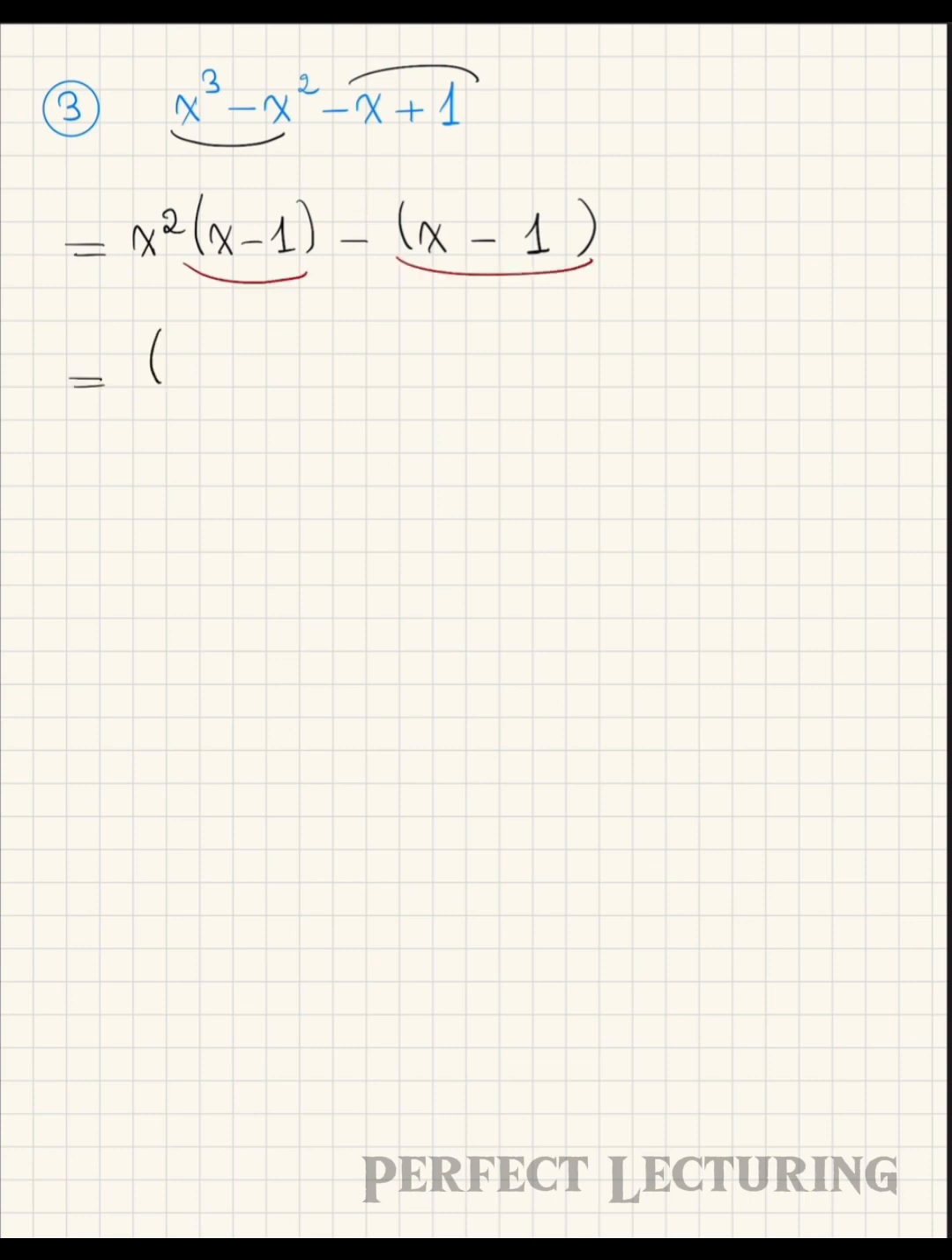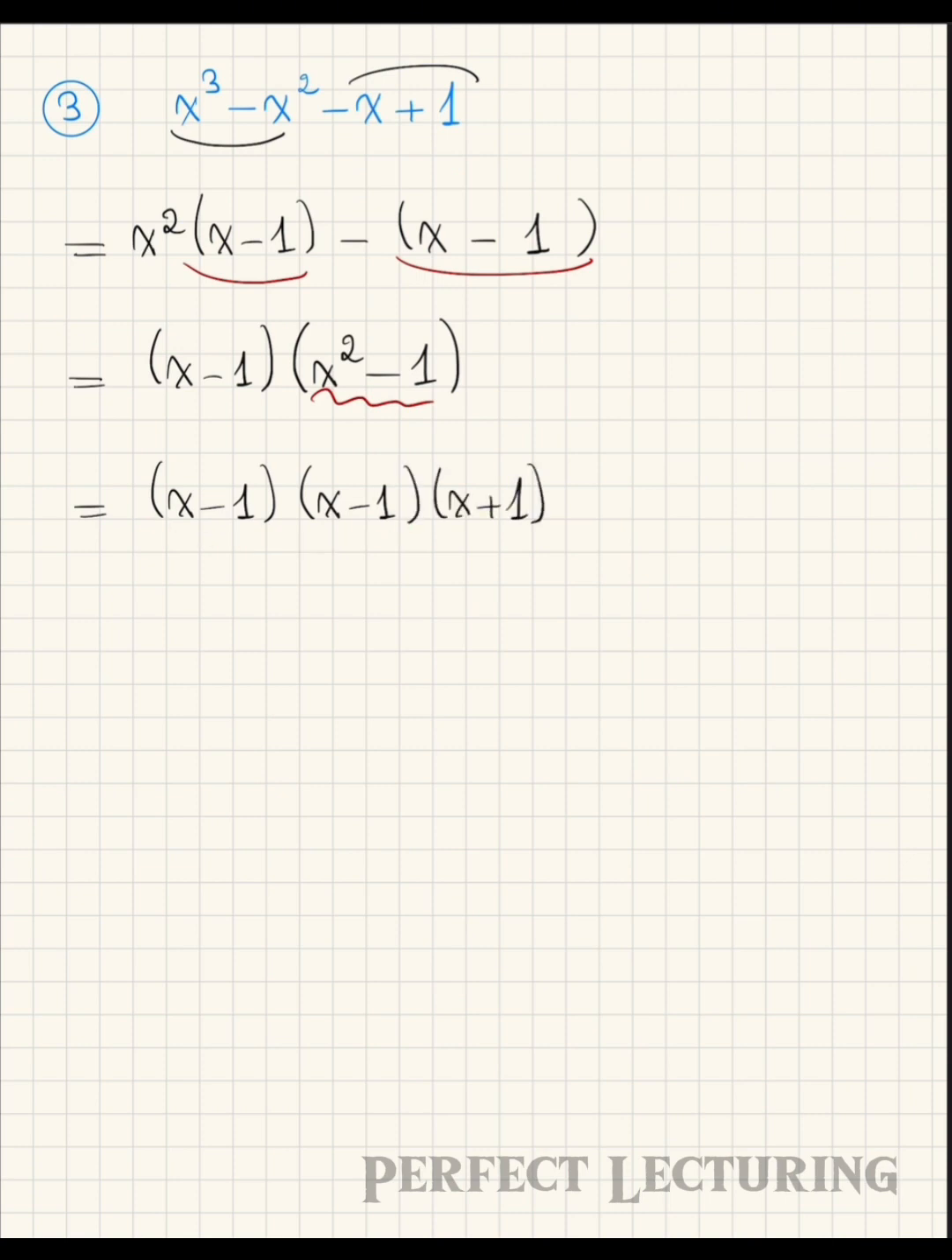The common factor is x minus 1, and I am left with x squared minus, there is nothing left from here, which means I have to put 1. Now, is that it? Well, no, because x squared minus 1 is a difference of 2 squares. So I must proceed, otherwise it's still incomplete. So it's x minus 1, and x squared minus 1 gives me x minus 1 times x plus 1. That is the final answer, and it's better to end this problem by writing it as x minus 1 squared, because we have 2 of this factor, and x plus 1.